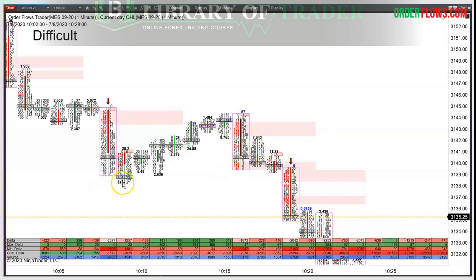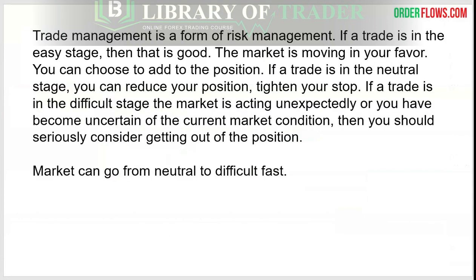You got to get out rather than getting stopped out down here. If you get out up here, you can save 2 points. Great. But these are those difficult trades that often just go right directly to your stop and stop you out. We all love the easy trades, but unfortunately not all trades are easy.